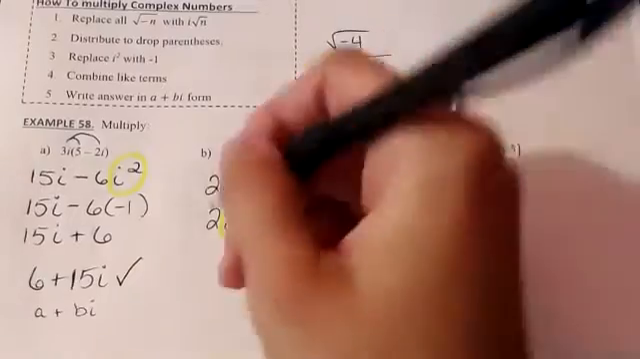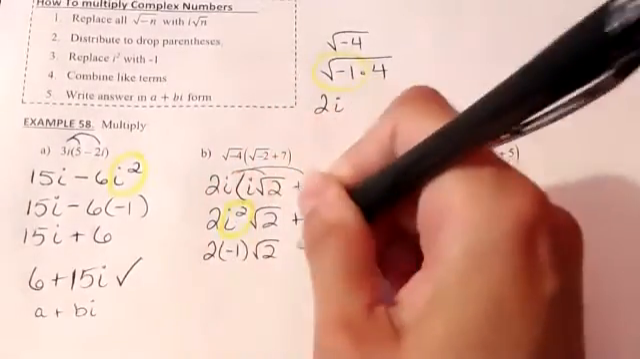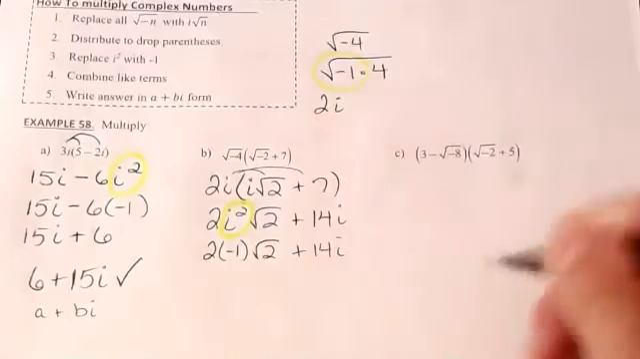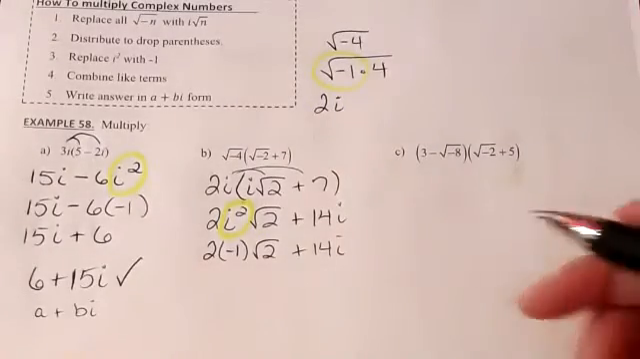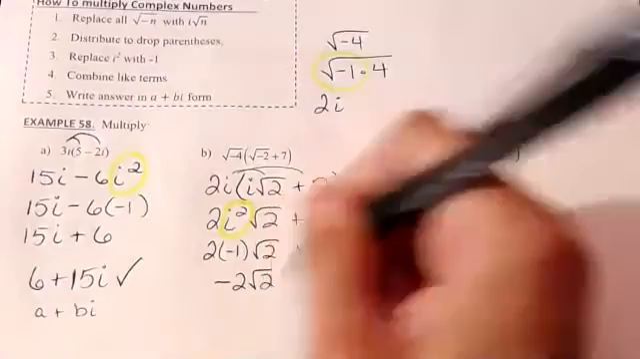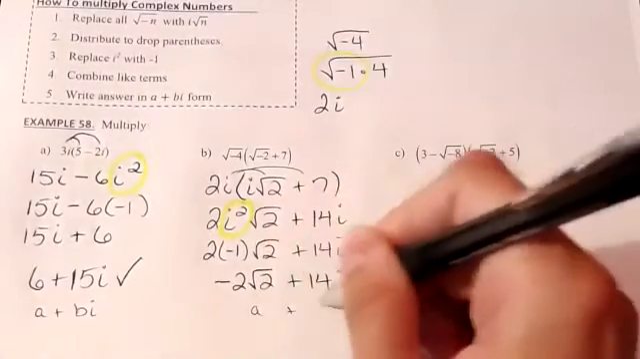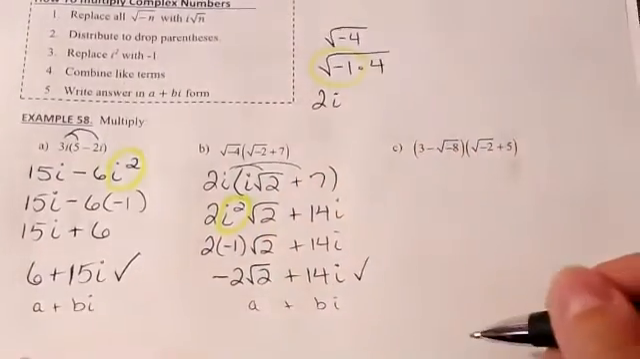I squared is -1. So it's 2 times -1 squared to 2 plus 14i. And then we'll just do the math. 2 times -1 is -2. So -2 squared to 2 plus 14i. A plus bi form.